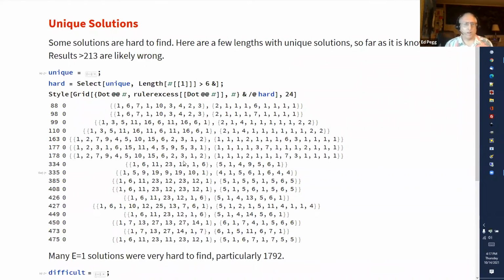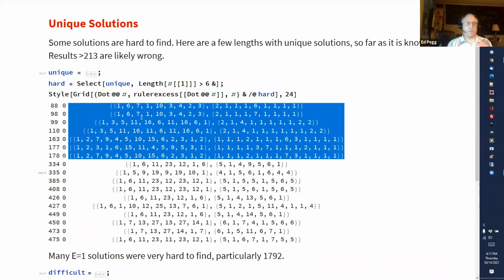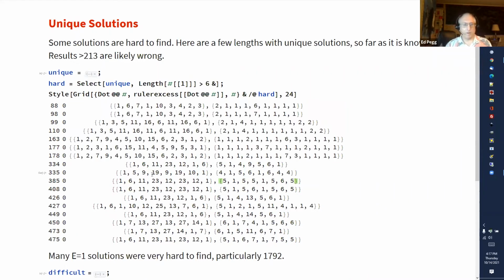Eventually, I managed to solve everything that Intel had, and some of them were very difficult to find. For example, 178 took months to find. These are some of the unique solutions that are known so far. Everything above 213 is not proven. These values here are the difficult unique values up to 213. There are also some simpler ones, which are basically Wichmann rulers. And these are some difficult cases above 213 that I managed to find with my programs.